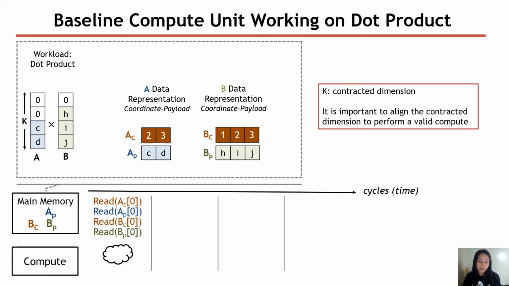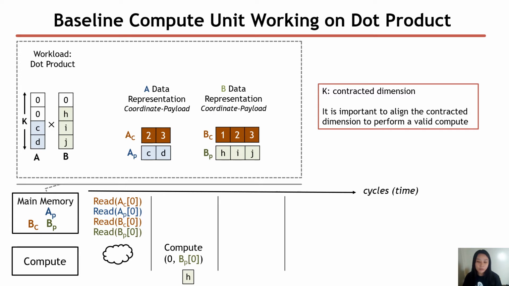So in the first cycle, we're reading out the coordinates and payloads of the first A and B that is non-zero. The first A that's non-zero is at coordinate 2, the first B that's non-zero is at coordinate 1. So what would happen is the operand alignment unit realizes that, okay, I have a B with K equal 1, however, I don't have an A with K equal 1.